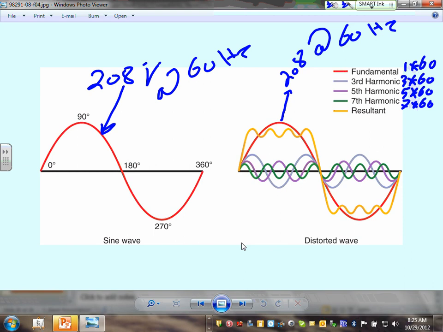This is how they look like. Can you guys see that? And when you add them up, can you guys see the orange one, the resultant, how they screw up the shape of your signal? Can I have thumbs up, Chad? We know how to screw it up. Now, who cares? Your neutral will be screwed up. Can I have a thumbs up?